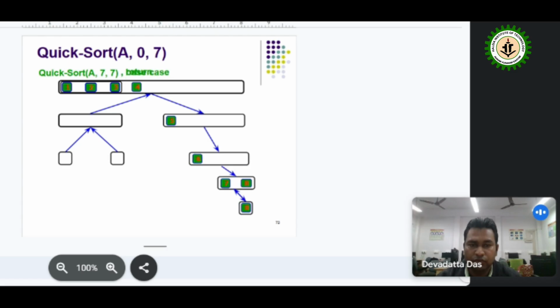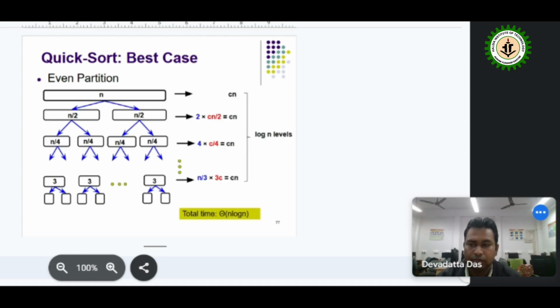So here is an example of quick sort partition. This is a quick sort based case. The n tends to cn, n is divided into n by 2 and n by 2, just like merge sort, then n by 4, and so on. So total time is big theta of n log n.